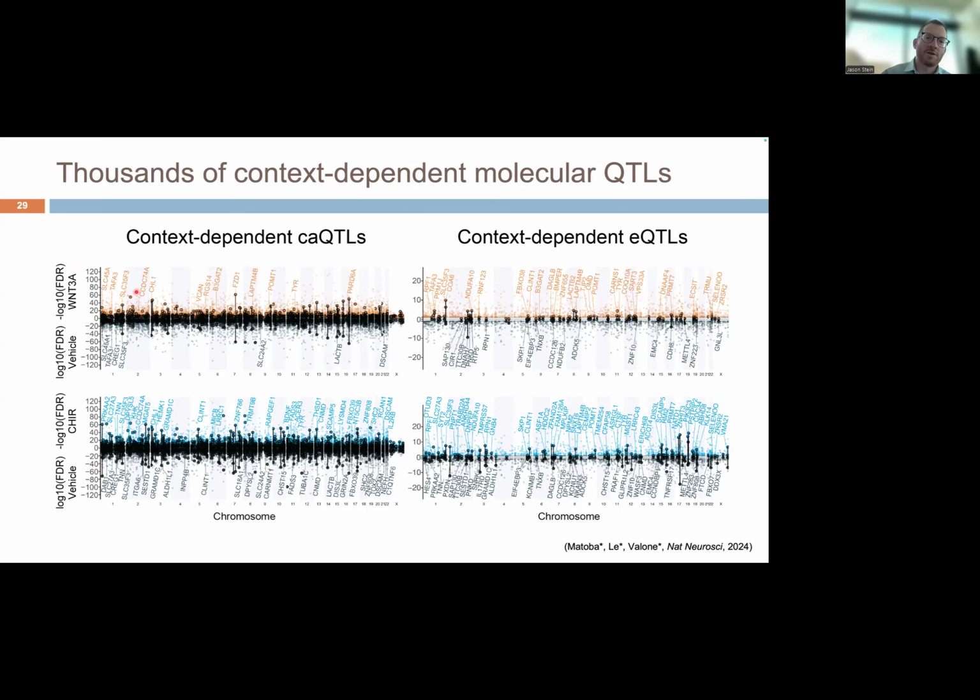We also then looked for how genetic variation can be modulated by the Wnt stimulation, and all of those that survived an interaction significance test are shown by the circled dots here. So basically, using our approach, we identified thousands of context-dependent molecular QTLs, showing that genetic variation does have stimulus-dependent effects. So the function of genetic variation can be modulated by a stimulus.